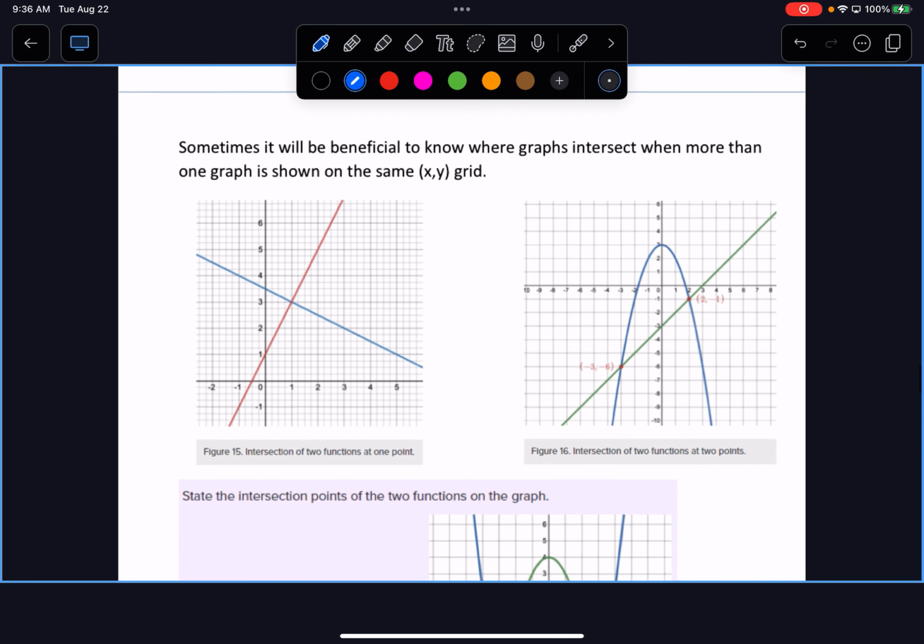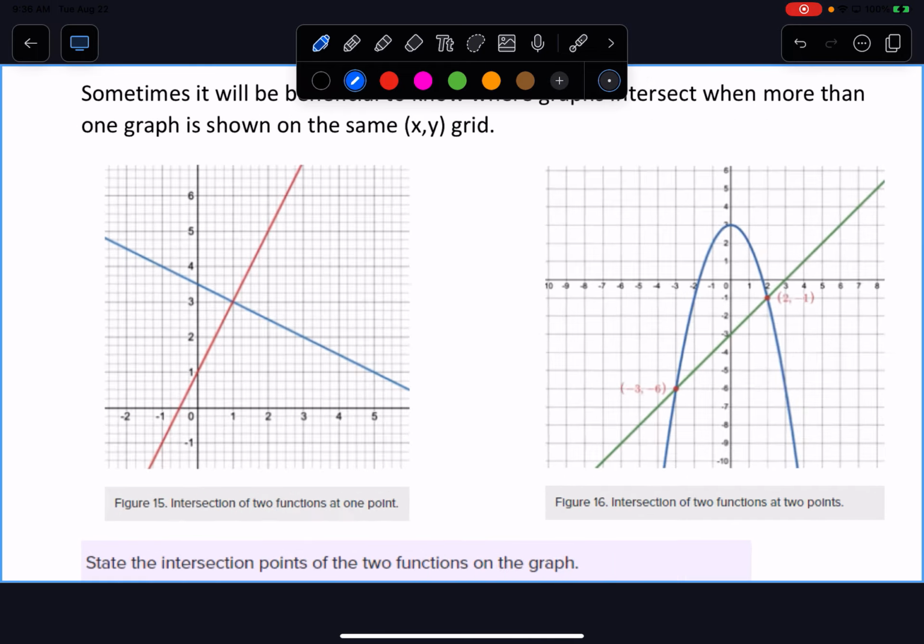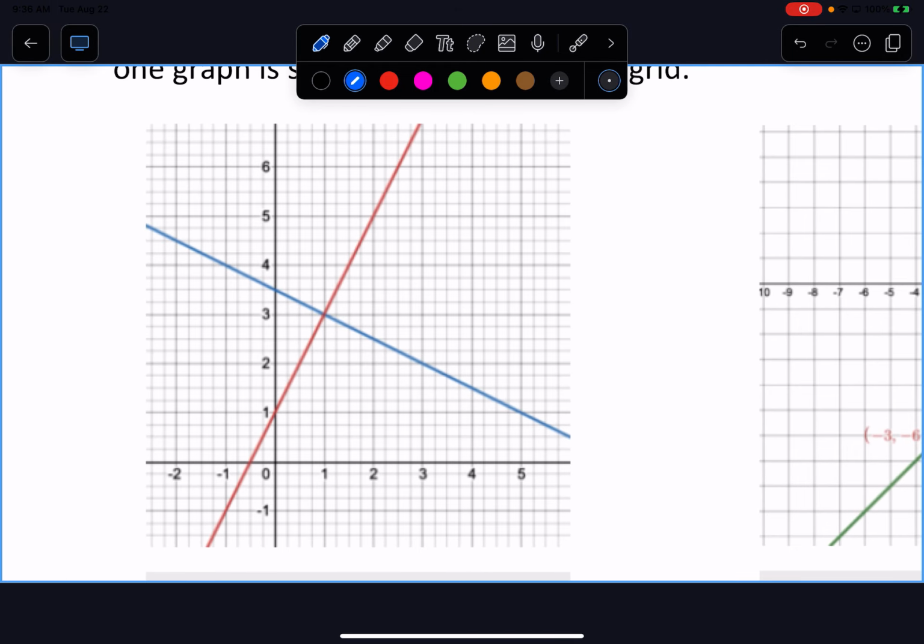All right, now we find out in the future, sometimes it can be useful to put two graphs on the same graph and find their intersection point. Today, we're not getting into what the intersection point is. All they want you to do is identify the intersection point. So you tell me, we have a line and a line. Can you identify the intersection point? 1, 3. Yep, so 1, 3. It's that easy. That's how basic we're staying with today's graphs.